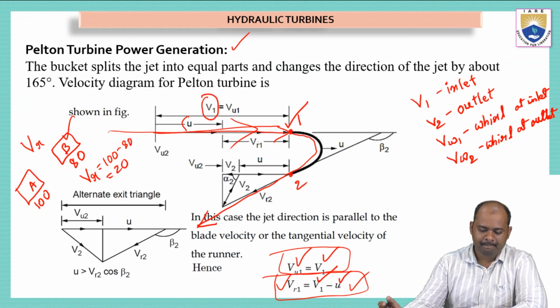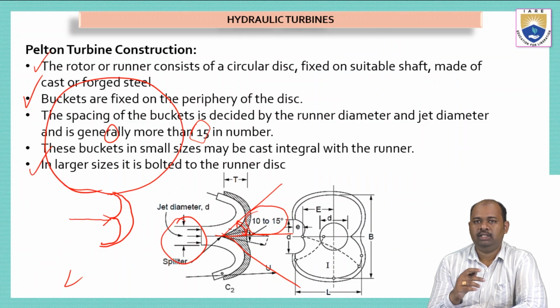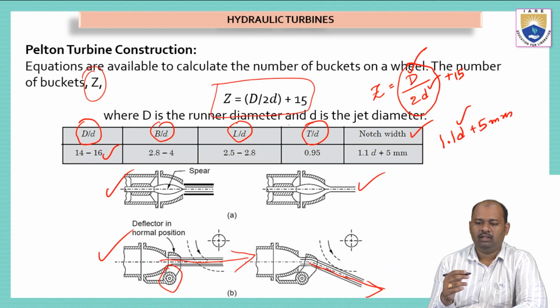So far we have seen, we'll recap everything. We have seen the main components of the turbine. There are 4 components: runner, nozzle, braking jet, and casing. After that, we have seen the construction of the bucket, which is a double spherical, double curved shape, where the water will touch at the center and it will be deflected into 2 directions. So the angle will be almost 10 to 15 degrees here. And also we have seen the formula for the number of buckets. It should be more than 15. For that we have to add this value, capital D by 2d, so that we will get the final value.